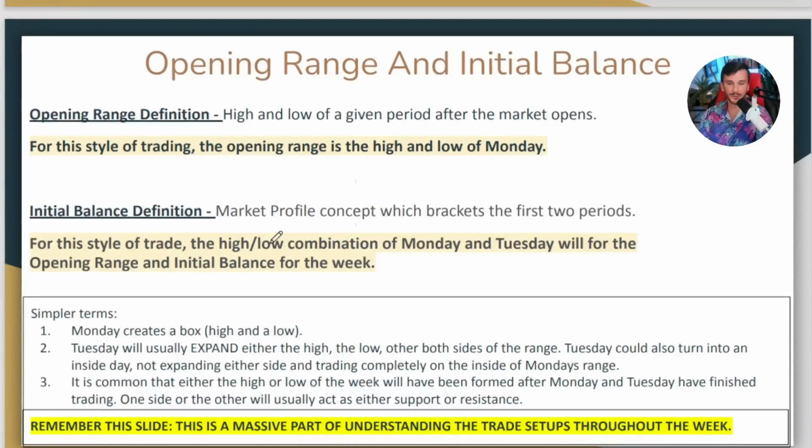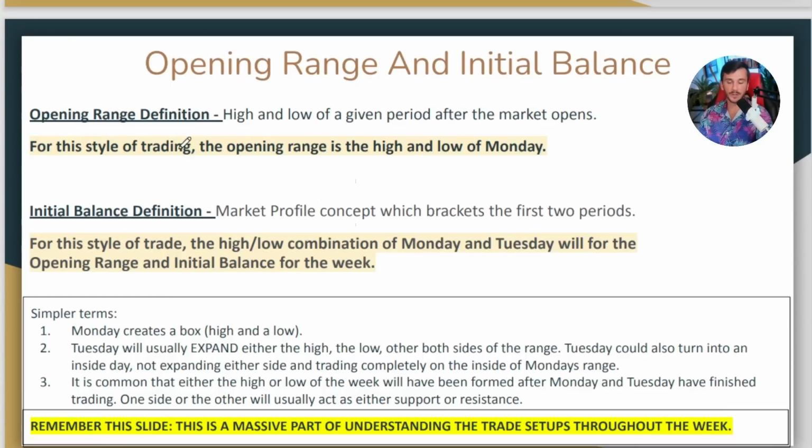The opening range and initial balance. Let's define them, and then let's put them in a little bit more simple terms, and not really talk about how to use them just yet, but you should already start to be thinking about, oh, Monday creates a box, Tuesday creates a box, the 3 things markets do: buy day, sell day, first red day, first green day. All right, it's all going to tie in.